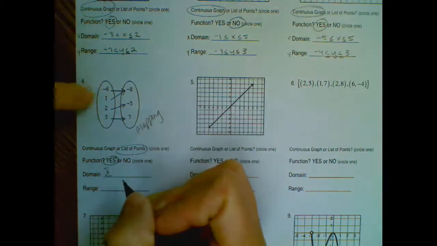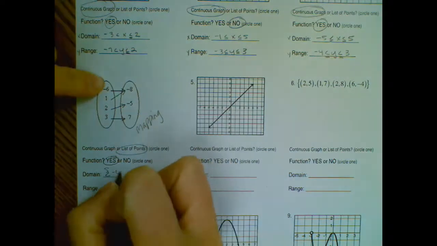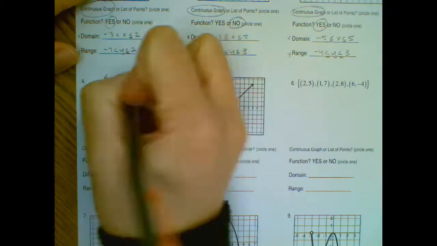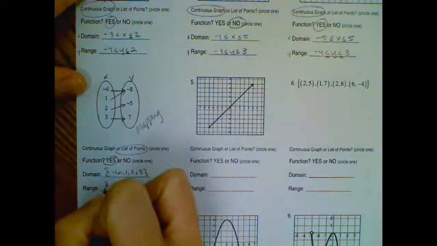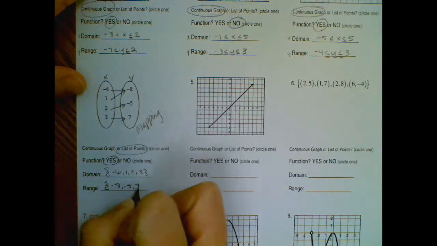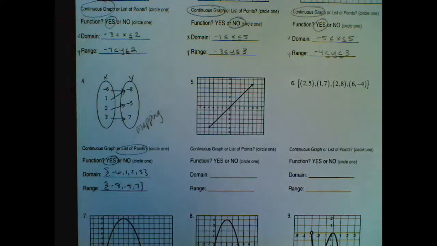For our domain, we list our numbers from least to greatest. These are our x and y. For our range, same thing, least to greatest. And that's how we make our list.